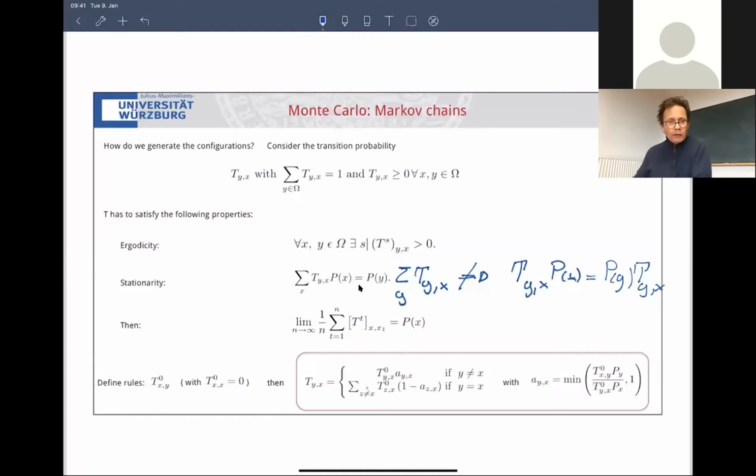So if you have these two things, 1 and 2, then you will get the result in the following way.